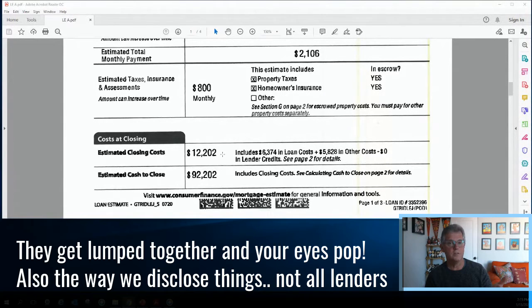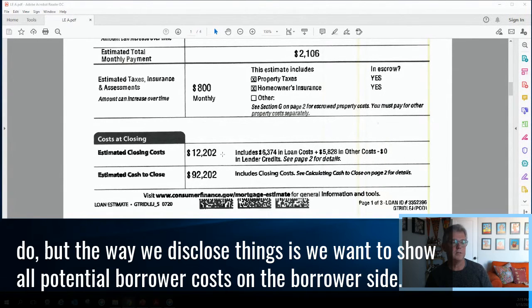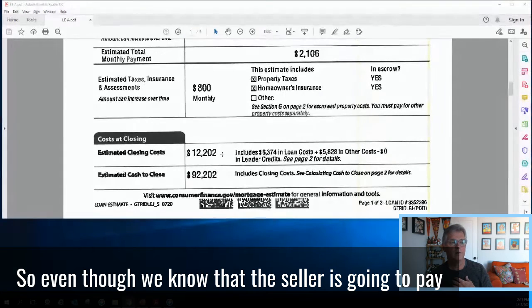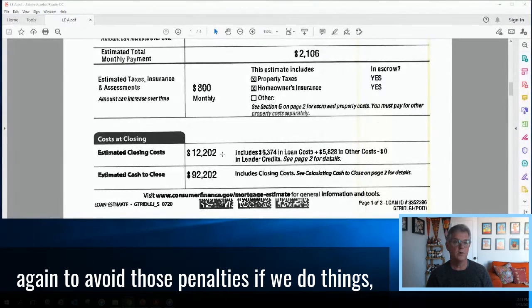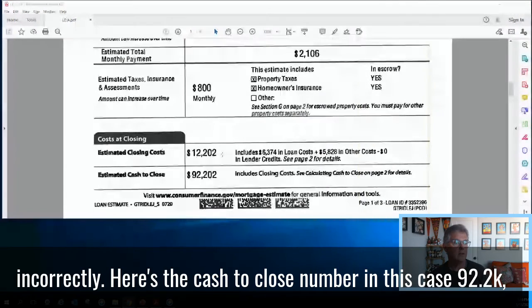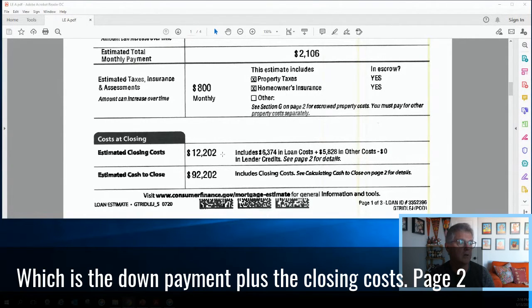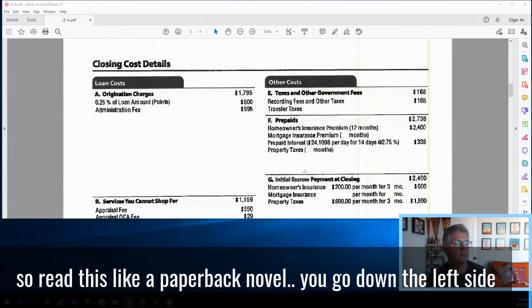Also, the way we disclose things, not all lenders do, but the way we disclose things is we want to show all potential borrower costs on the borrower side. So even though we know that the seller is going to pay for some of these, we show them on the buyer side, sort of as a worst case, to avoid those penalties if we do things incorrectly. And then here's the cash to close number, in this case $92,000, which is the down payment plus the closing costs.